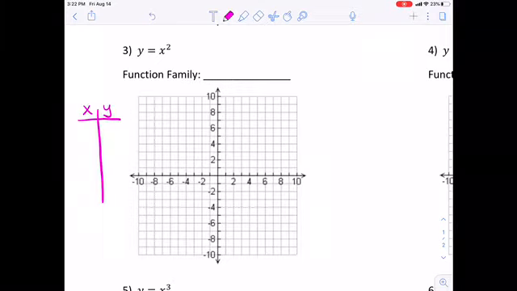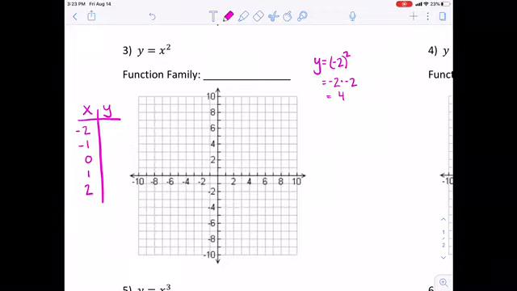And I'm going to choose, again, my favorite x numbers, which are -2, -1, 0, 1, and 2. Now, if I plug -2 into this equation, I'll have that y equals -2 squared. Well, remember that second power means -2 times -2. A negative times a negative is a positive, and 2 times 2 is 4. So my y value will be 4.